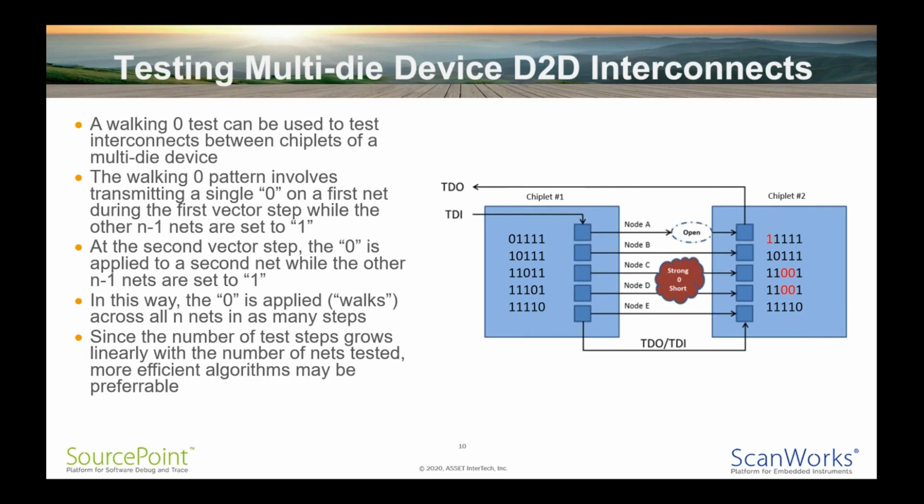As with the walking ones test, the walking zero test will uncover structural faults, but the number of test steps grows linearly with the number of nets tested. Thereby, a large number of vectors will be generated. So again, the walking zero test will uncover faults, but it may not be the most efficient algorithm used to detect faults. And now I'll pause again for Heidi to ask another poll question.